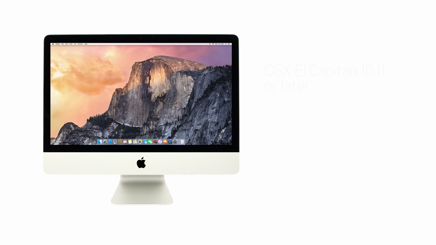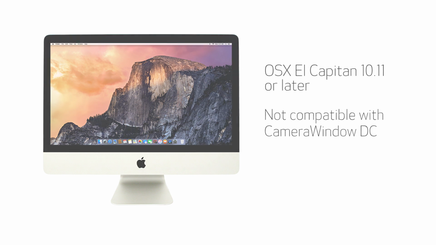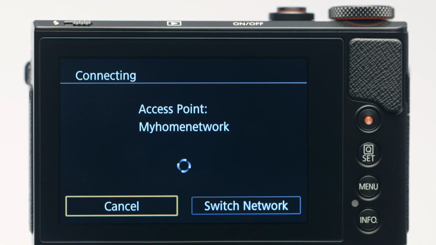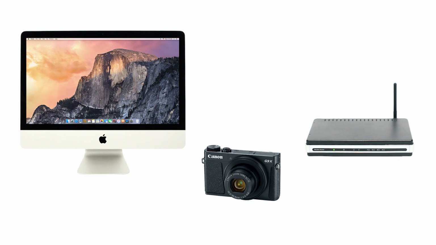This procedure is compatible with OS X El Capitan version 10.11 or later, both of which are not compatible with Camera Window DC software. Let's get started. Using access point mode, you can connect your Mac to your camera through a wireless router and easily share photos to your computer.